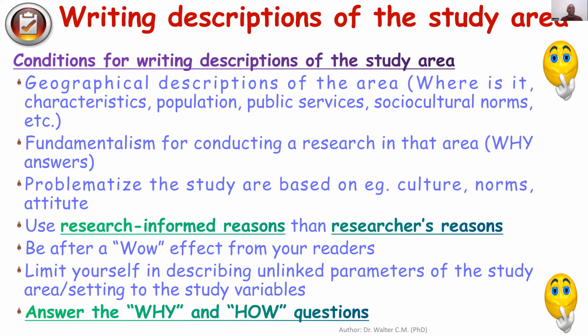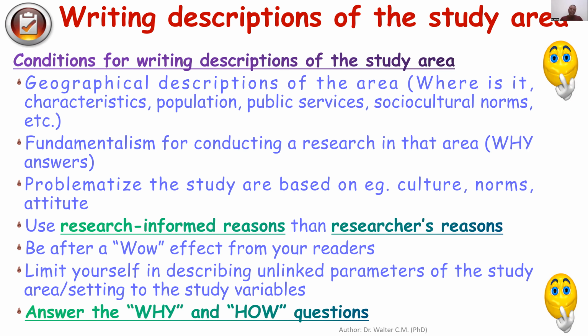If you have data that describes the census, the last census that was conducted in such a study area, you provide it to the reader. But this population is the entire population, and then you narrow it to the focused population that you want to be given your data from. And then you can also describe public services that are available in the study area or setting. And then the social cultural norms of the people who are found there.